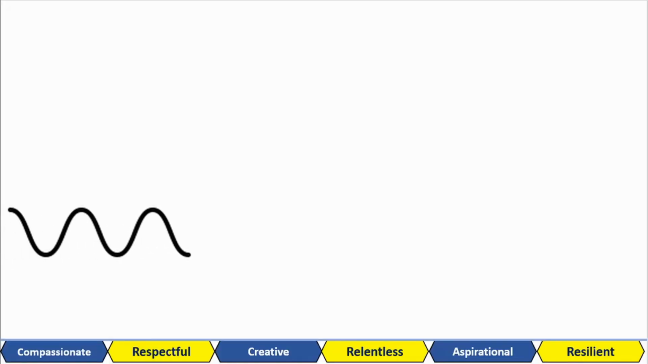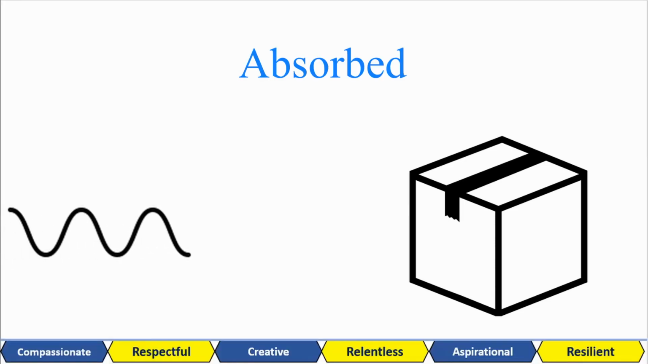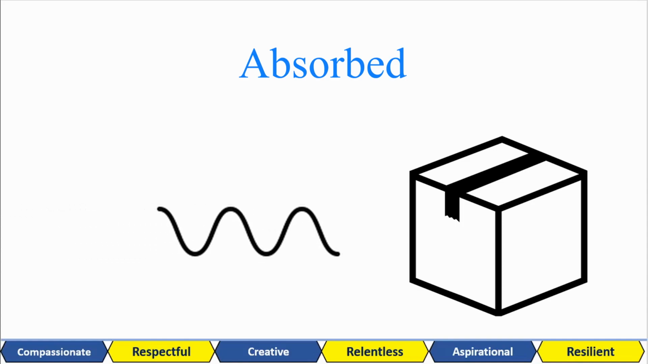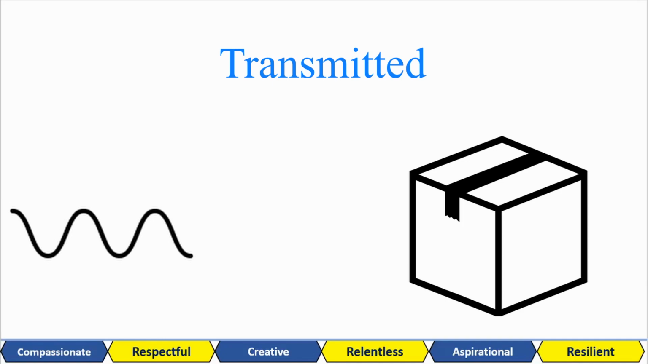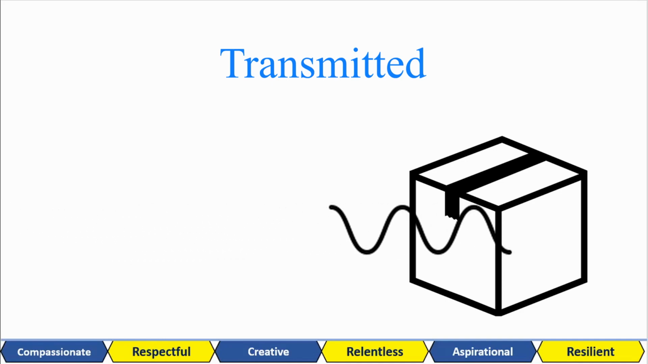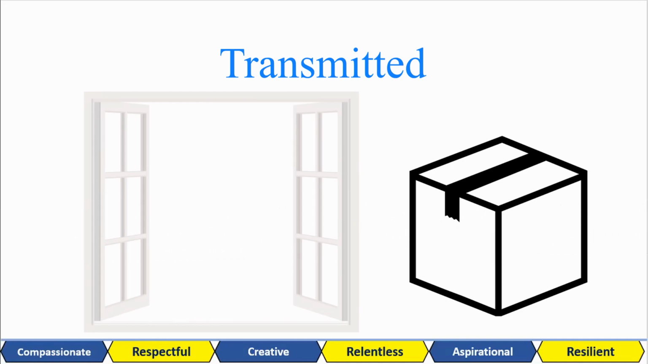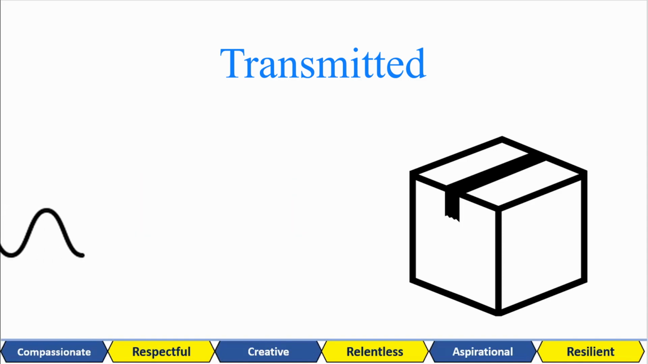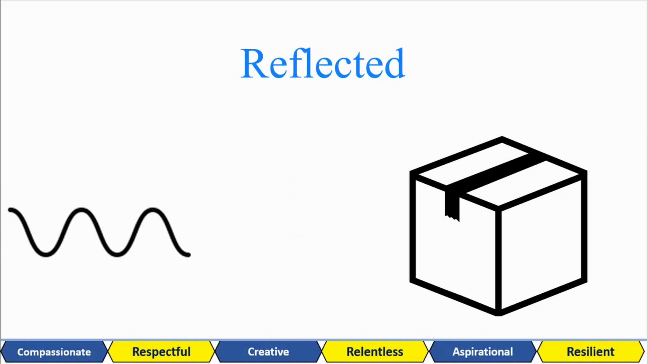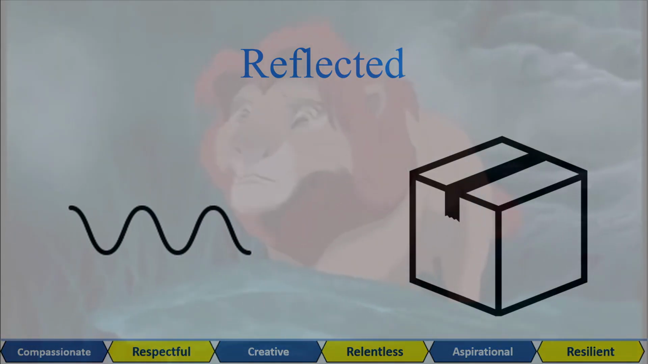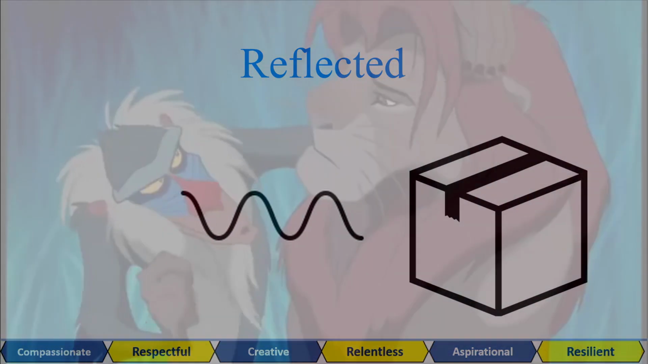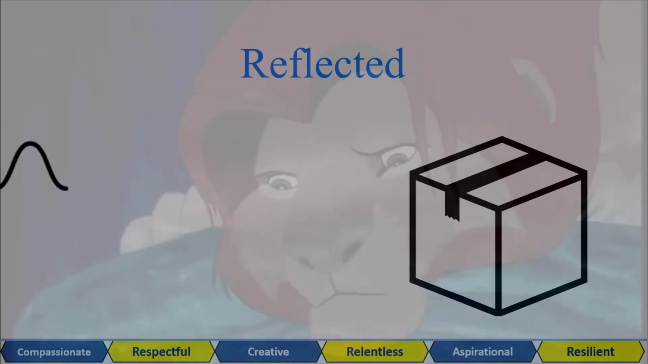When a wave encounters a boundary, it can be absorbed. This just means that the energy is taken in by the object. The wave can also be transmitted, which means that it can pass through the object. This is like the light that enters through your window. The wave can be reflected, which is like what you see when you hold a mirror or a body of water to yourself. You can see your reflection.